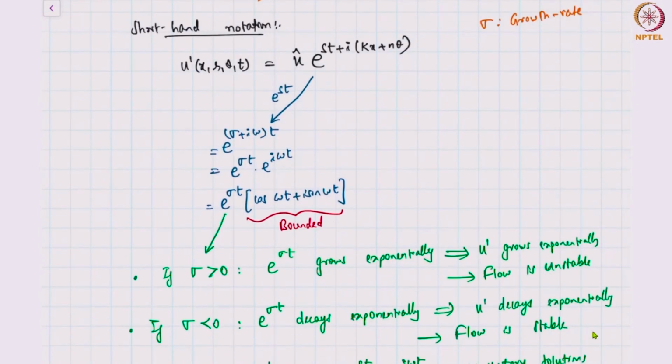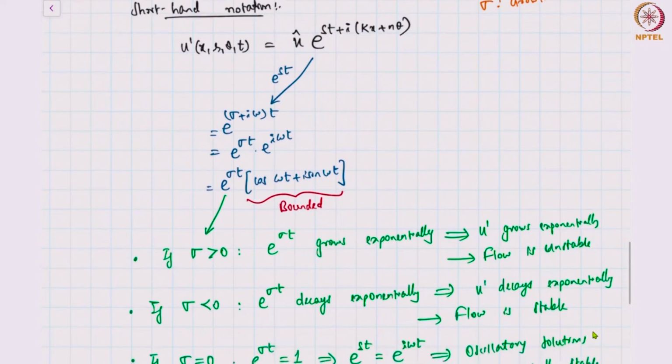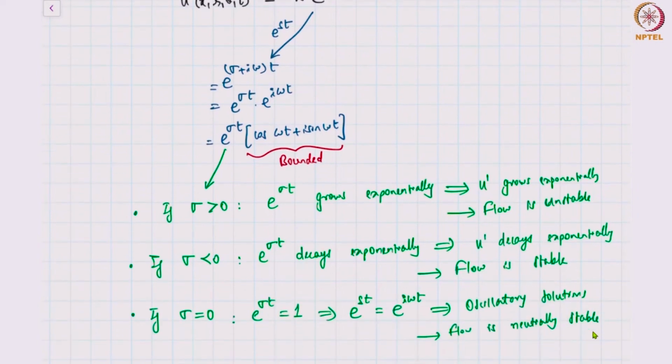Okay. So we have seen a criterion for stability which says that if you assume the normal mode form in this fashion, then all you require is that the real part of s, which is also called the growth rate, has to be greater than 0, so that the system grows unboundedly, and you can say that it is unstable.